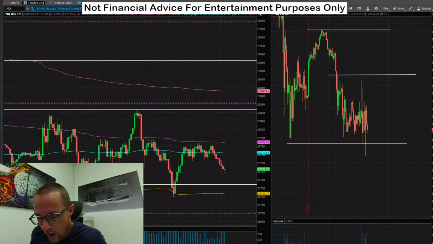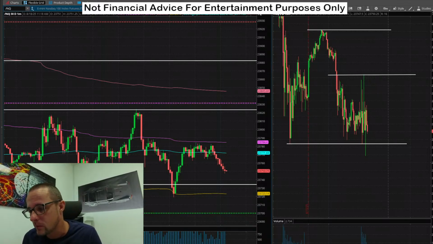Oh, man. And we failed to get above that VWAP. We pretty much rejected perfectly off that VWAP. It tapped into it perfectly. VWAP is literally where I have my cursor, right there. So you can see it pretty much tapped it and then reversed right off it. Calls and puts.